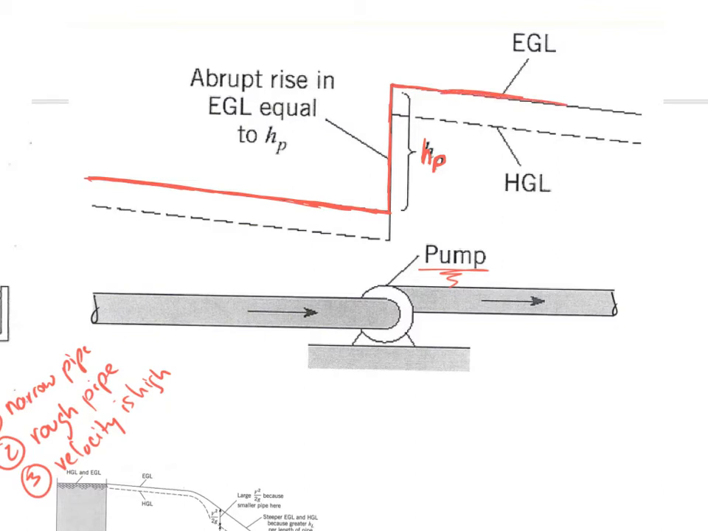Do not think about that HGL yet. Don't overthink this, okay? EGL. When we're in the pipe, we're sloping downwards. The only time we're going to go upwards is if there's a pump. If there's a turbine, we're going to go down. If there's a head loss, we'll go down.